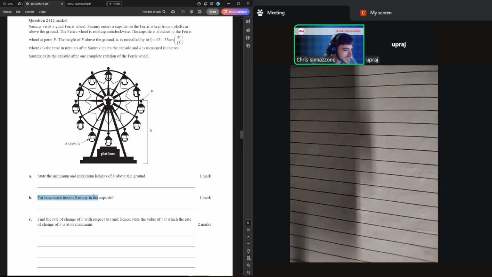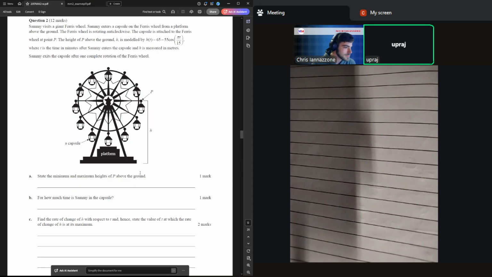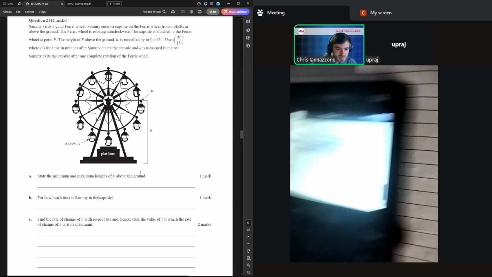That's a strange phrasing. For how much time is Semi in the capsule? For one complete rotation of the Ferris wheel. Oh, it's just the period. Is it 30 minutes? It is 30 minutes. That's good. Just basic old 2 pi on n.